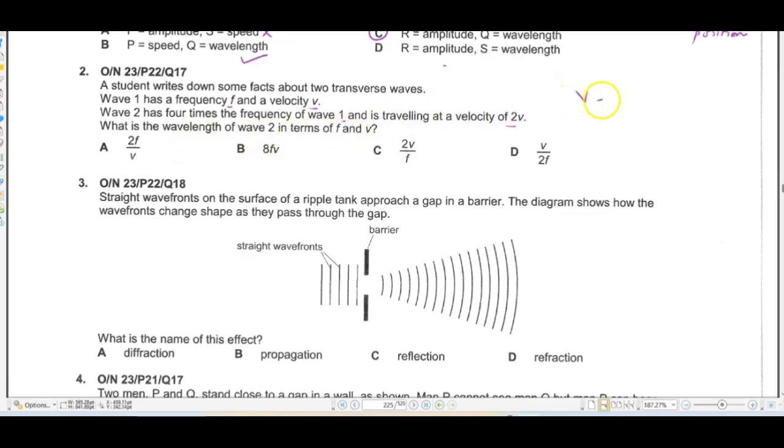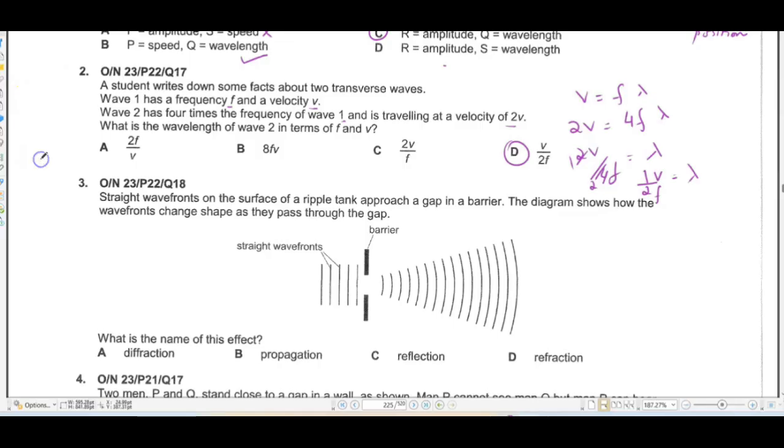Okay. v is equal to f lambda is the formula. And as they've stated that wave 2 has 2 times the velocity, okay, and 4 times the frequency of the first wave. So this is going to be 2v by 4f is equal to lambda. So this is going to be v over 2f is equal to lambda. Okay? So where is it? v over 2f. So D is going to be our correct option, right?